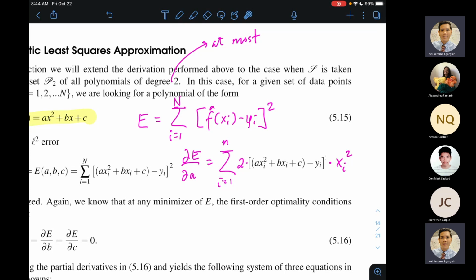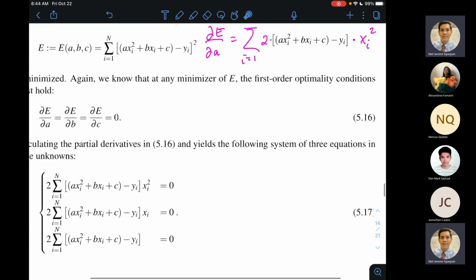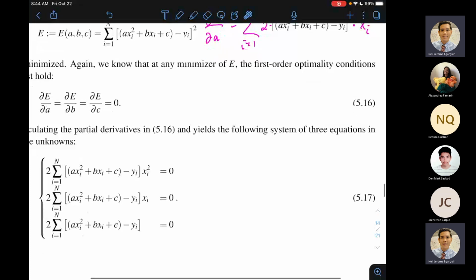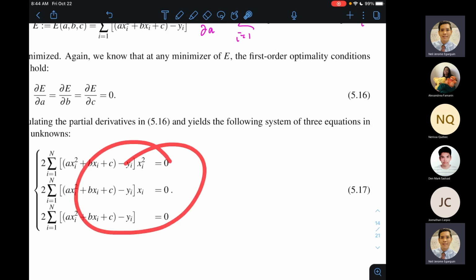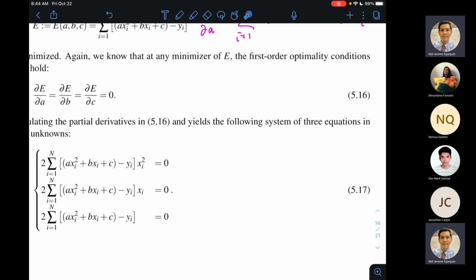Similar thing will happen if you get the partial of E with respect to b and with respect to c. And then if we do so, we'll get equation 5.17. Okay. Medyo nagkaiba lang sila dun sa multiplier galing dun sa chain rule. Right? So ito yung partial with respect to a, ito yung with respect to b, ito yung with respect to c. And then our goal is to solve for a, b, and c that will satisfy equation 5.17. Yung mga triples na yon, sila yung candidates para sa minimizer. Okay.